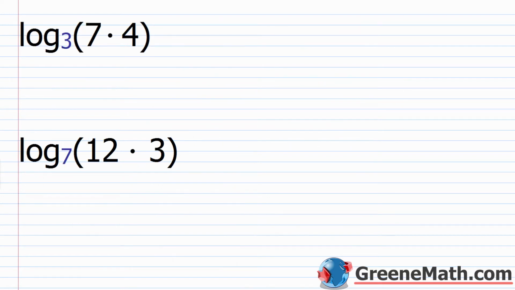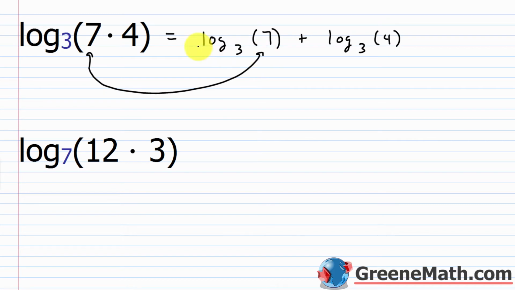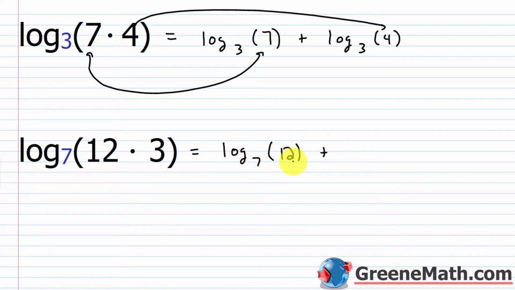All right, so let's take a look at a few easy examples here. If we saw something like log base 3 of 7 times 4, again, all I'm going to do is just expand this. So this tells me I could rewrite this as log base 3 of 7, right, my first factor, plus log base 3 of 4, right, my second factor. So this guy went here, and this guy went there. Very, very easy, okay? Same thing here. So log base 7 of 12 times 3. This is log base 7 of 12. Then plus, you have log base 7 of 3.